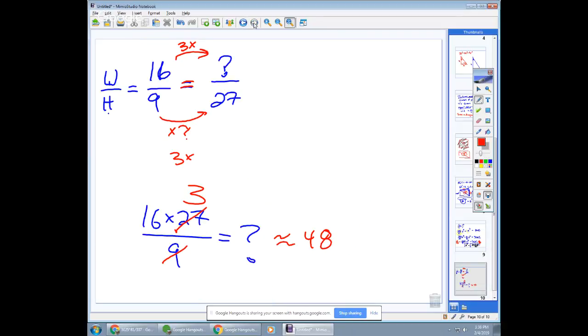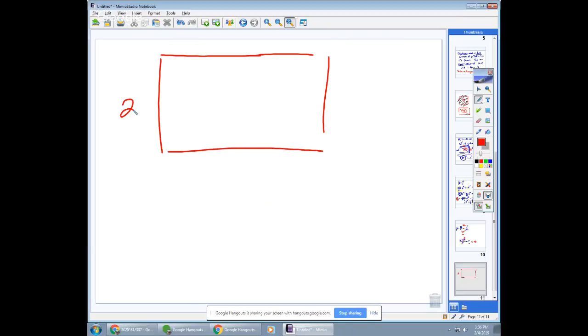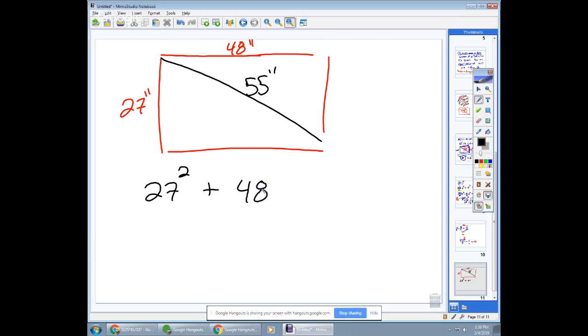So let's just double check this with the Pythagorean theorem. So we think if we have a height of 27 inches, we should have a width of 48 inches. The TV was advertised as a 55-inch TV. Do these numbers go together? Now we did rounding, so it's not going to be perfect. Pythagorean theorem says take that 27 and square it, take that 48 and square it, add them together. That should be about the same as 55 squared. Now normally it's going to be exactly the same, but we rounded stuff, so it's not going to be exact. So let's test that out.